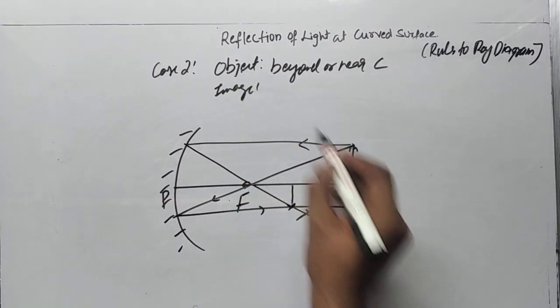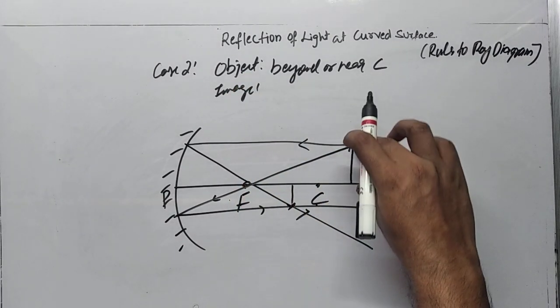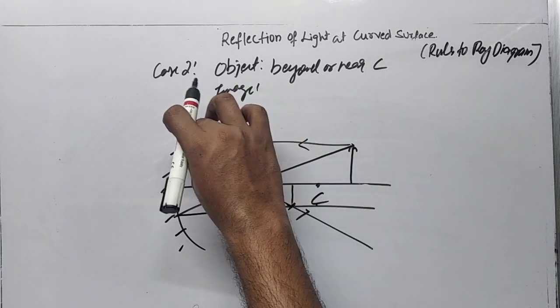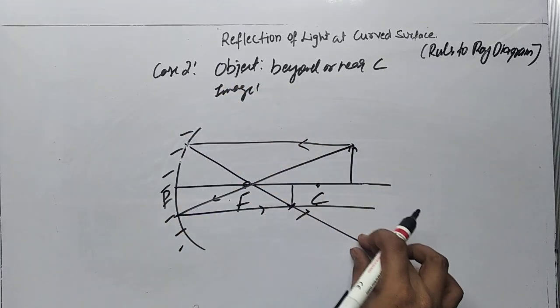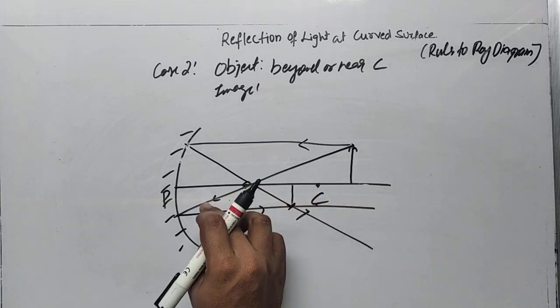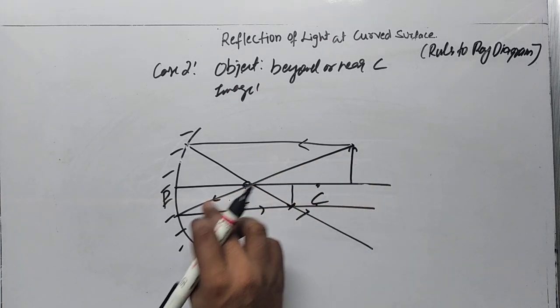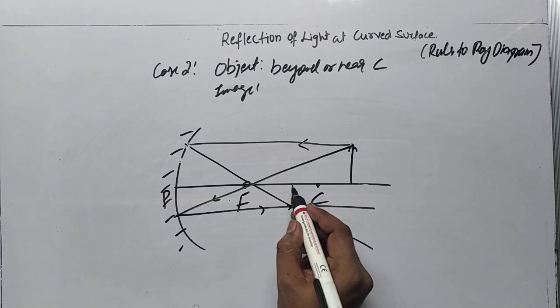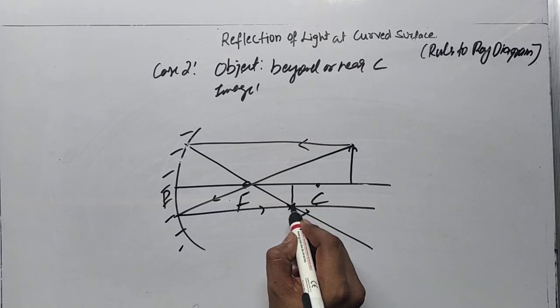So when the object is behind C, here we have to take an object. So you have to take a ray parallel to the principal axis, so it will pass through the focus. This is a reflected ray. Second ray, you can consider a ray passing through the focus. We know that whenever a ray is passing through the focus, it will become parallel to the principal axis. Both will intersect at this point. Here we will get the image.